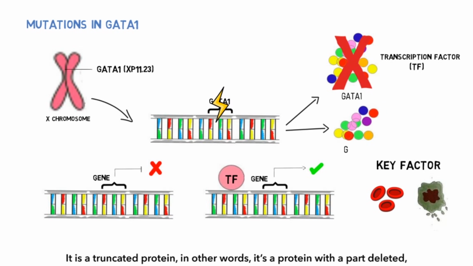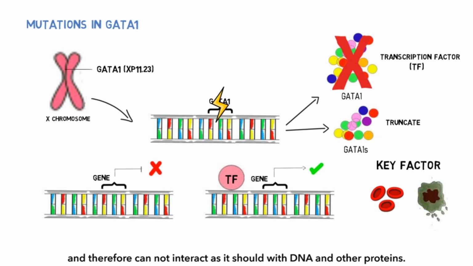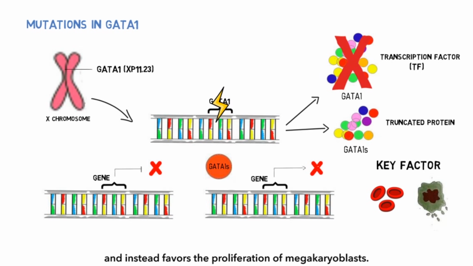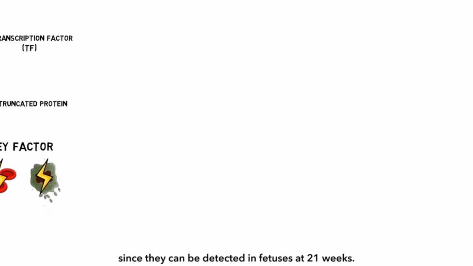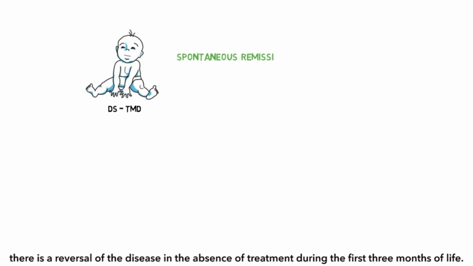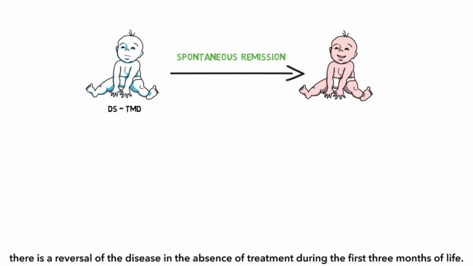In other words, it's a protein with a part deleted, and therefore cannot interact as it should with DNA and other proteins. So, it is less effective regulating the differentiation of erythrocytes and platelets, and instead favors the proliferation of megakaryoblasts. These mutations occur during fetal development, since they can be detected in fetuses at 21 weeks. These two alterations are enough and necessary for the development of TMD, and in most cases, there is a reversal of the disease in the absence of treatment during the first 3 months of life.